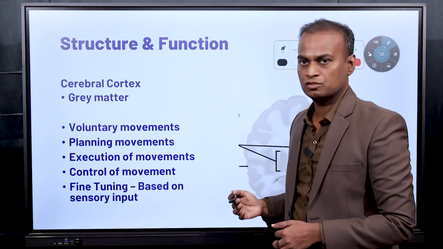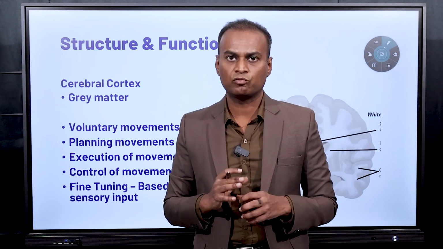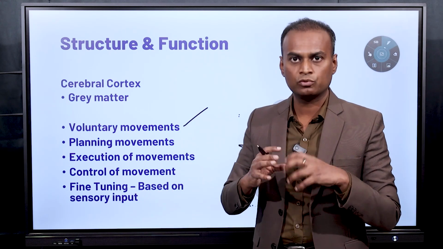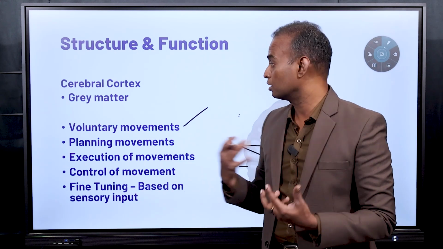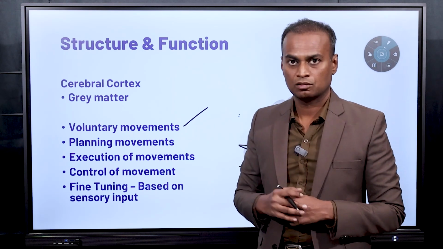So what are the functions? Why do we need this cerebral cortex? First one is voluntary movements. When you want to move or catch something, pick something, you are doing it on your will. That is the voluntary movement, and voluntary movements are from this cerebral cortex.